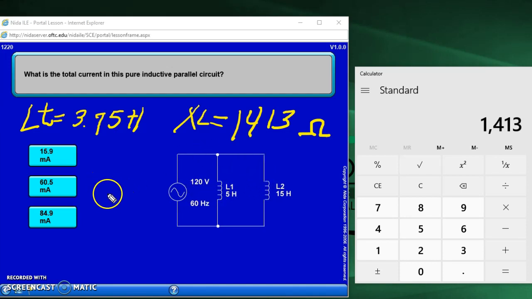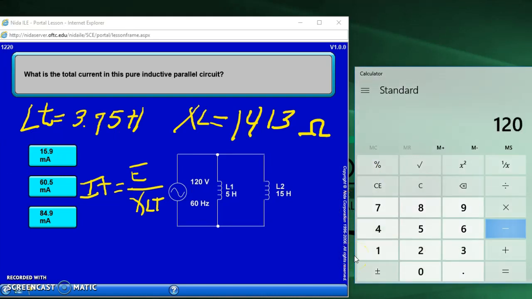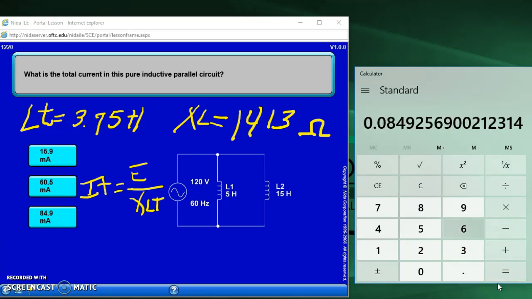voltage, because if you wrote that formula down, you see that IT equals E over X of L T. So this was X of LT because we used the LT value in our X of L. So let's do the math. We got 120 volts. Let's clear our calculator. 120 divided by 1,413 equals, and this is in regular units here, so this is amps.